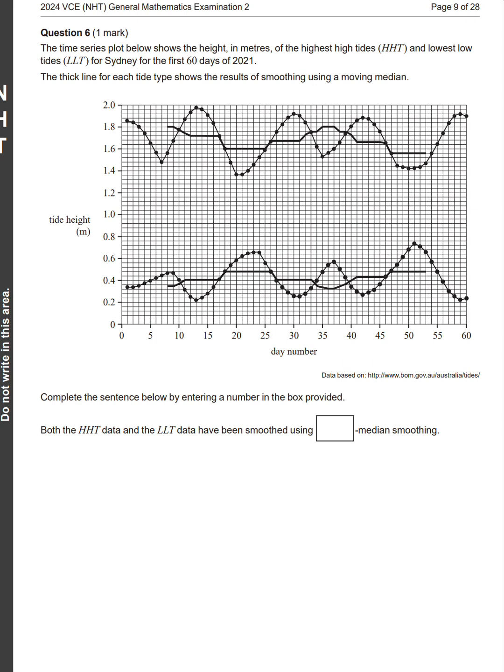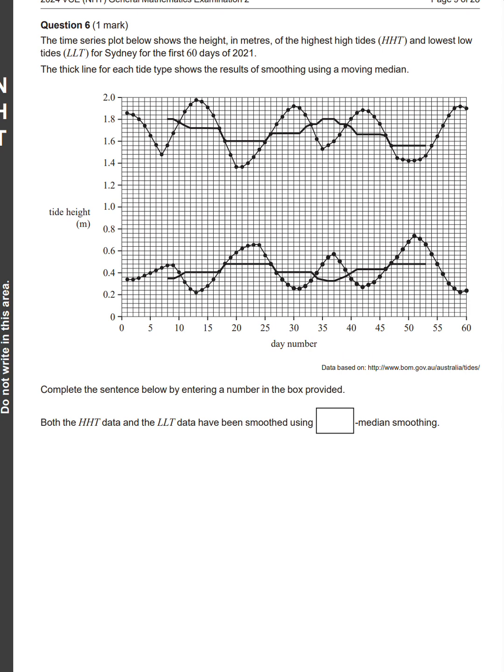All right, number 6 is again another time series, and it looks like it's also just a 1 mark question. So, question down the bottom. Both the HHT data and the LLT data have been smoothed using some median smoothing. All right, so we know that to smooth with a 3 median, we actually don't smooth the first point. Same as when we do a 5. We can only smooth the first time we have 5 data points. So there, we've actually got 2 that are not smoothed.